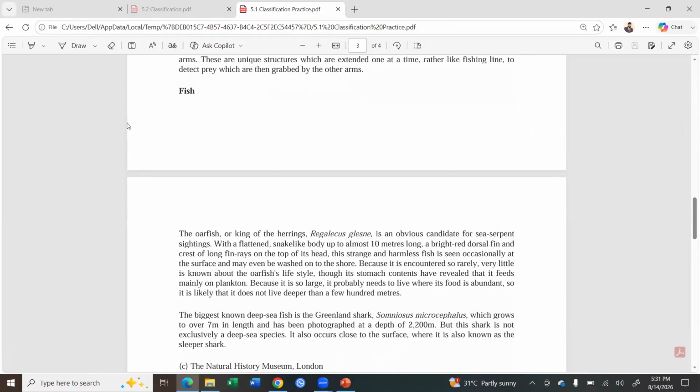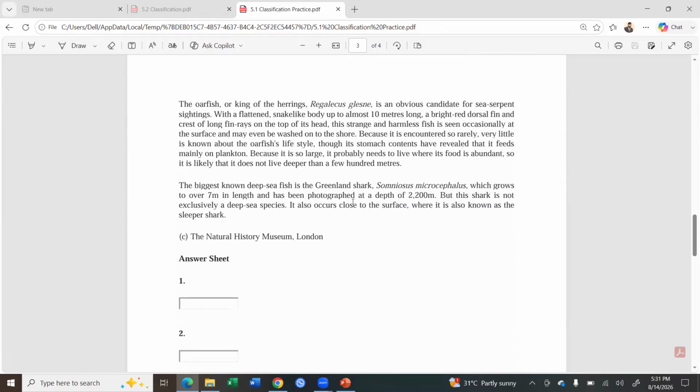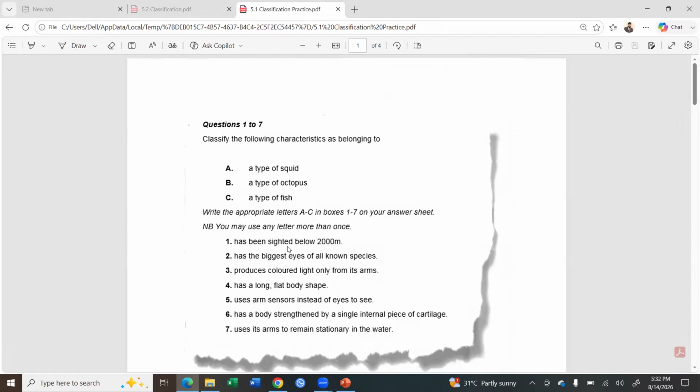Yes. You can also see here, the title of this section, right? And it says, which grows to over 7 meter in length and has been photographed at a depth of 2200 meters, right? And if you look at the question, it is saying has been sighted below 2000 meters. So below 2000 is 2200, right? The same information is there, but it has been paraphrased. Are you getting it?